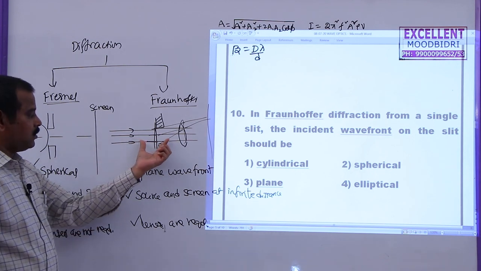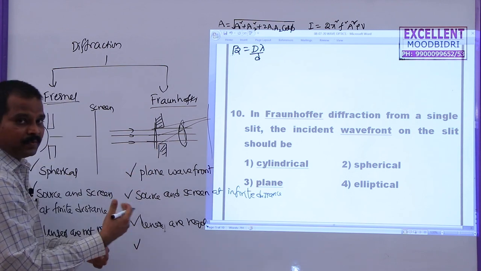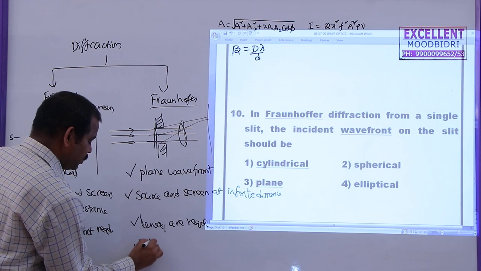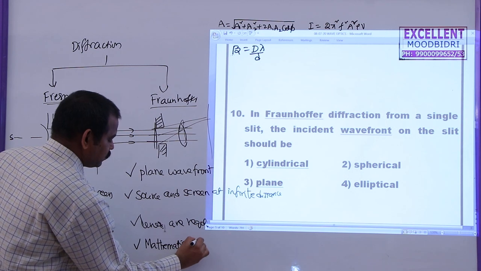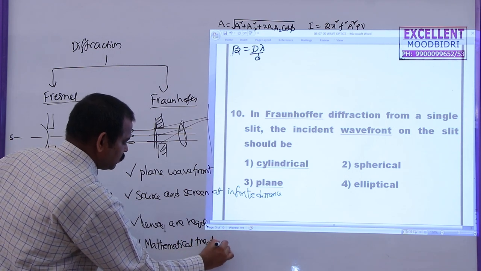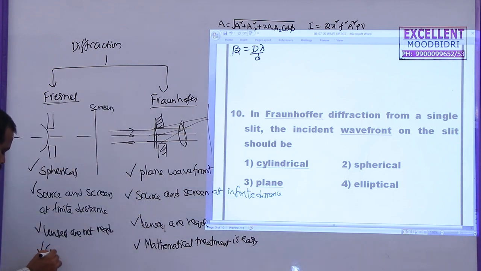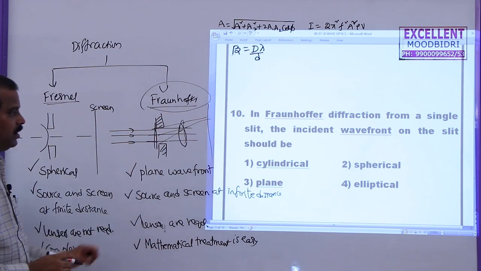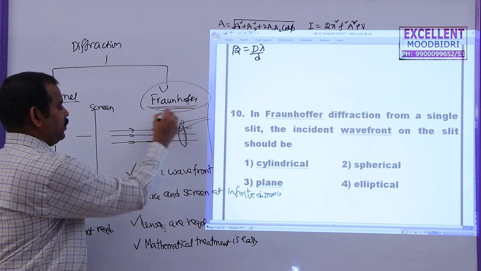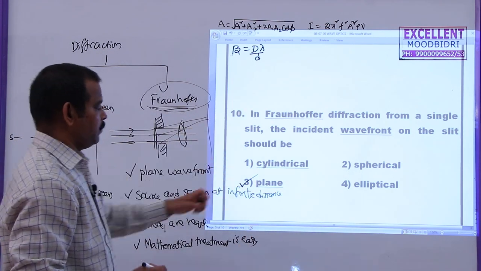Here the mathematical treatment is easy, so derivations and calculations are easy. But this is complex, so the mathematical treatment is complex. That's why we are learning Fraunhofer diffraction at PUC level as well as NEET and JEE level. So here the correct option is the plane wavefront in Fraunhofer diffraction.